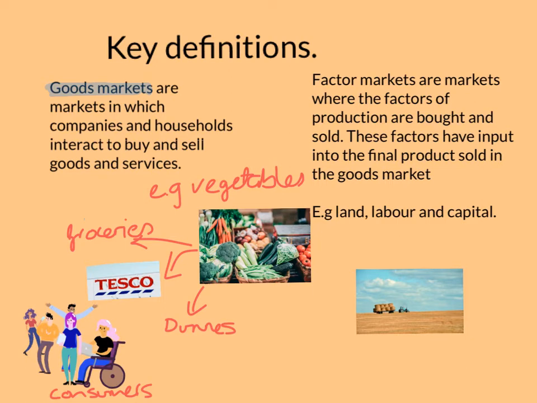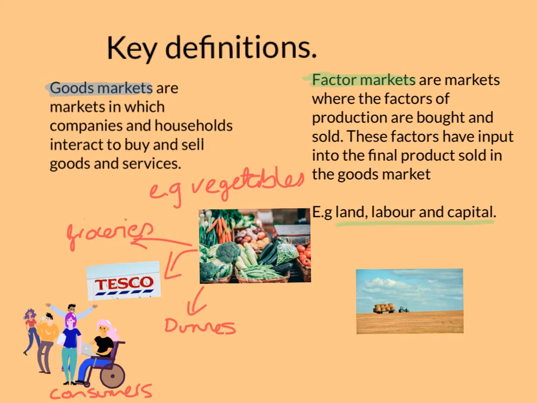So we know that in the goods market as well, the likes of Tesco and Dunnes and grocery shops, they will buy these vegetables from in the market, which that market may be from farmers themselves. The second thing we have here is factor markets, and this is what we're really going to be focusing on in this chapter. Factor markets are markets where factors of production are bought and sold. These factors have input into the final product sold in the goods market, and the factors that we're most interested in is land, labour and capital.